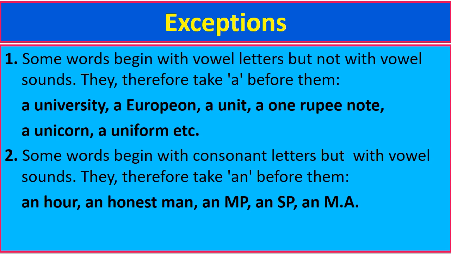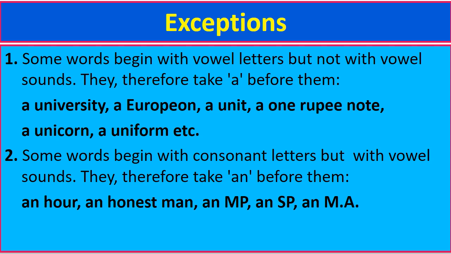So, although 1 starts with O, the sound is W sound. A unicorn, a uniform, etc. Now, point number 2. Some words begin with consonant letters but with vowel sounds. Although the letter is consonant, the sound is that of a vowel. They therefore take an before them.